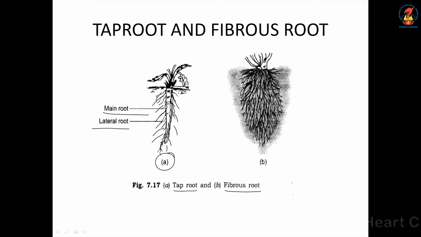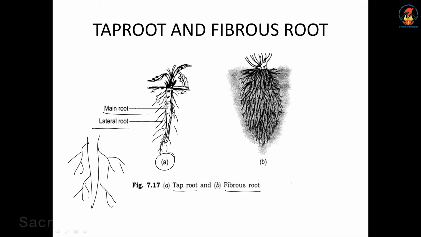So in a taproot system, there will be a main root which is very big and there will be so many side branches or small lateral roots which arise from the main root. So this is the main root and these are the lateral roots. Such a root system, where you can get a main root and so many small lateral roots, you call it the taproot system.